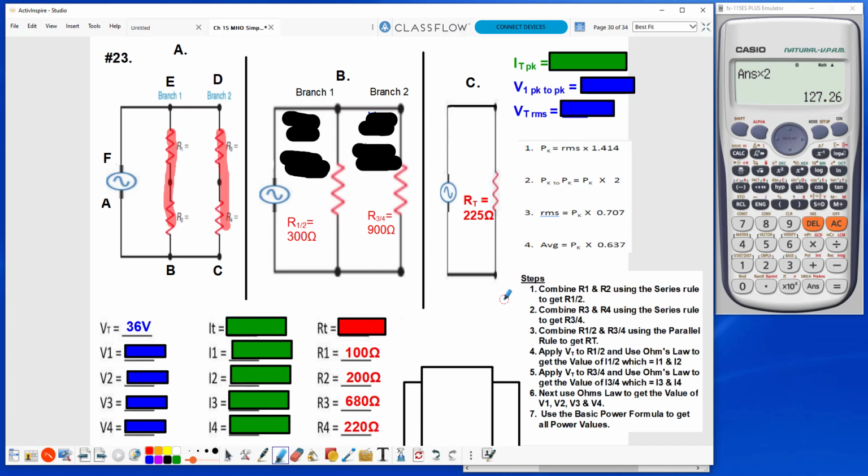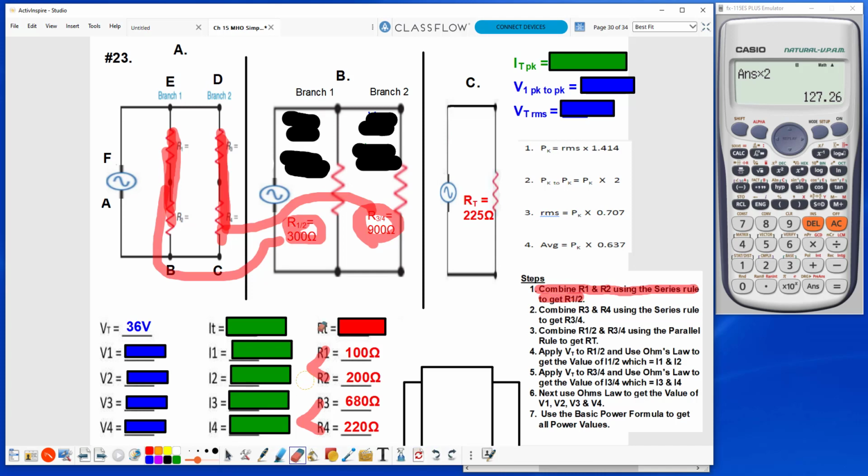So the first step that I'm going to take is to combine R1 and R2 using the series rule to get R12. I'm going to take the 100 ohms and the 200 ohms and add them together to get this value of 300 ohms. Then I'm going to take the 680 ohms and the 220 ohms and add these two together, and that is where this value comes from of 900 ohms.